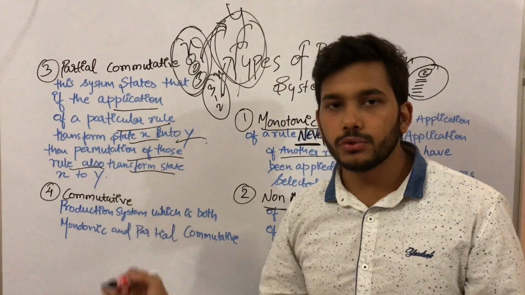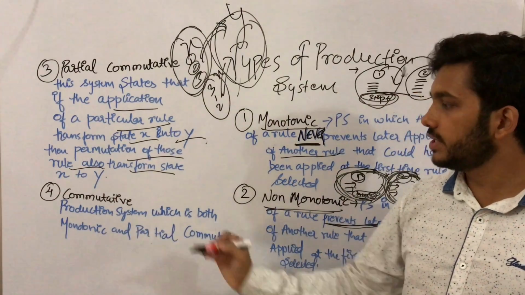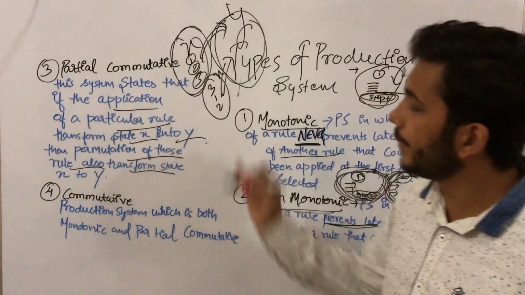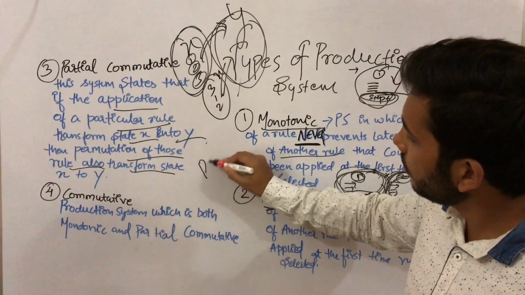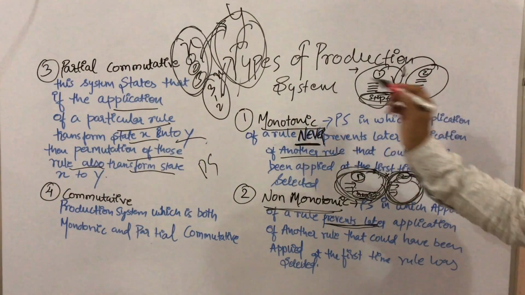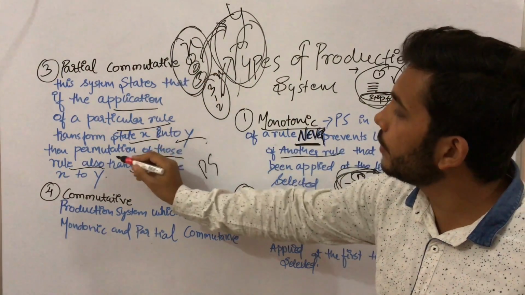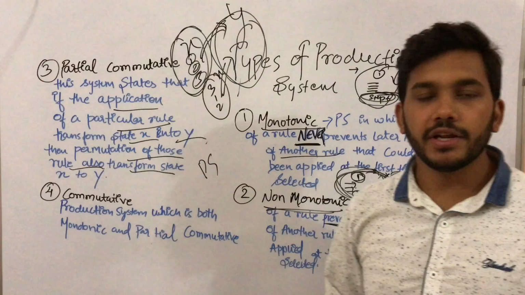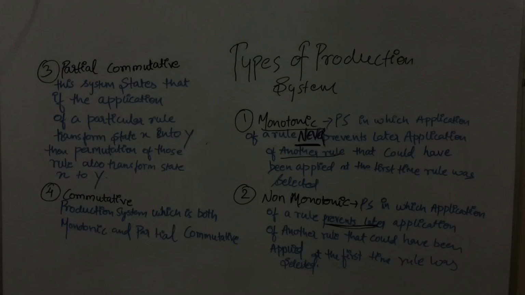And now coming to the fourth, that is commutative, which is nothing but monotonic and partial commutative. A production system which is both monotonic, that is, never prevents a rule, and partial commutative, where a permutation of rules transforms x to y, then it is a commutative production system.